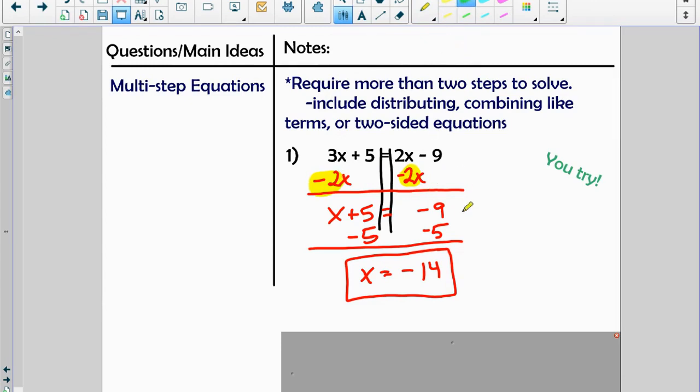Since I moved the variable terms to the left-hand side, I decided I wanted to move the constant terms then to the right-hand side. So I wanted to undo the plus 5. I subtracted 5 from both sides to get x by itself. So there's more than one way to show work and to get those variables and constant terms separated so that we can solve for x. And it's okay if it looks different.